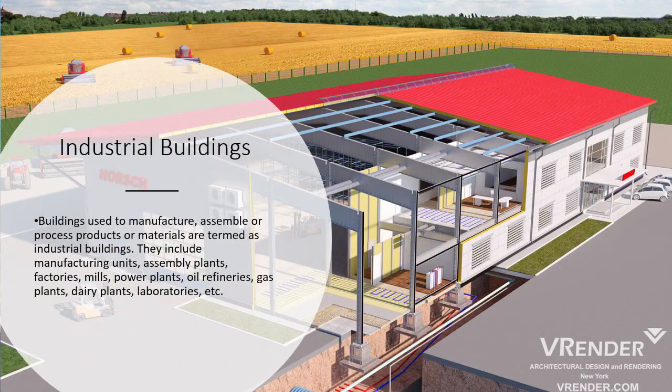Industrial buildings. These buildings used to manufacture, assemble, or process products or materials are termed as industrial buildings. They include manufacturing units, assembly plants, factories, mills, power plants, oil refineries, gas plants, dairy plants, laboratories, and so on.